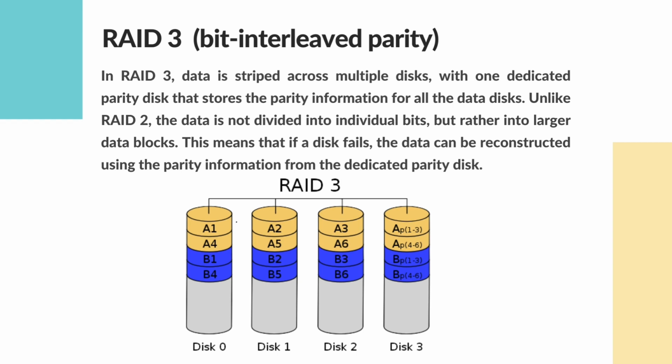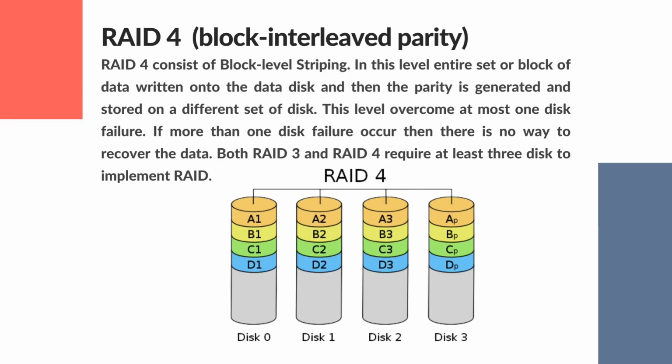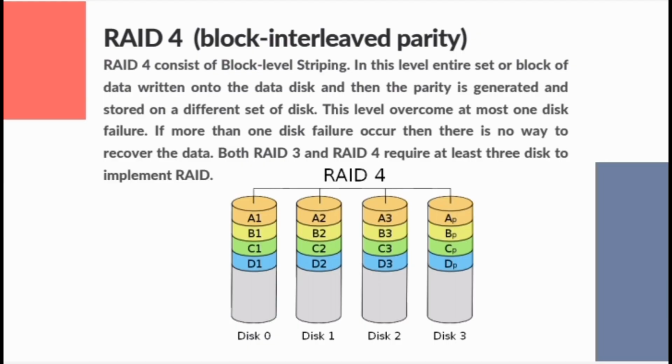RAID 3 was usually implemented in hardware, and the performance issues were addressed by using large disk memories. RAID 4 consists of block-level striping with a dedicated parity disk. As a result of its layout, RAID 4 provides good performance of random reads, while the performance of random writes is low due to the need of writing all parity data to a single disk, unless the file system is RAID 4 aware and compensates for that.